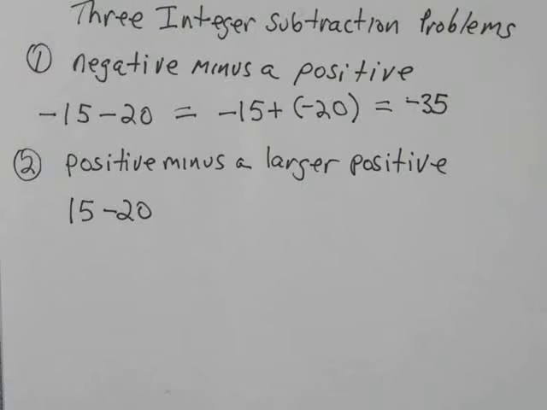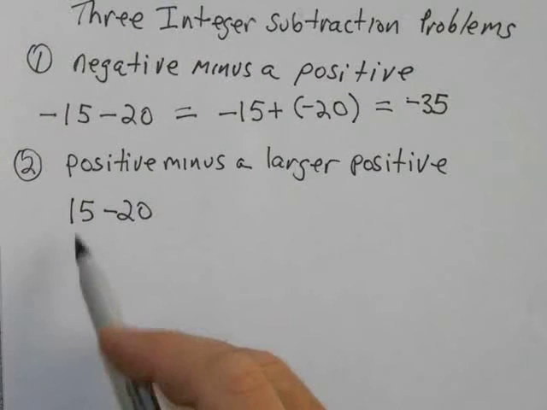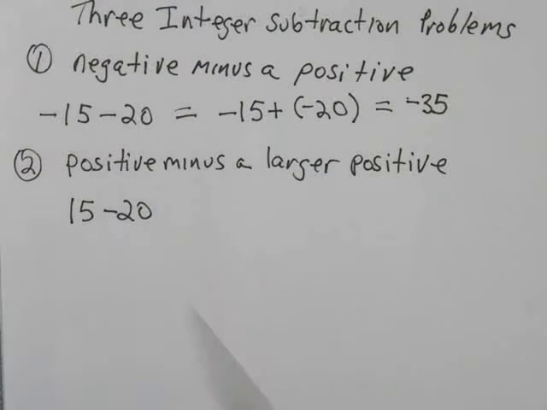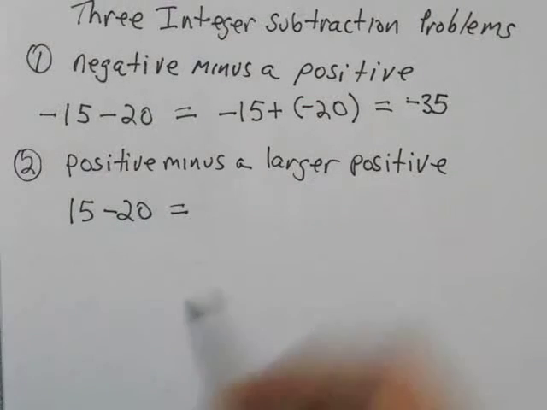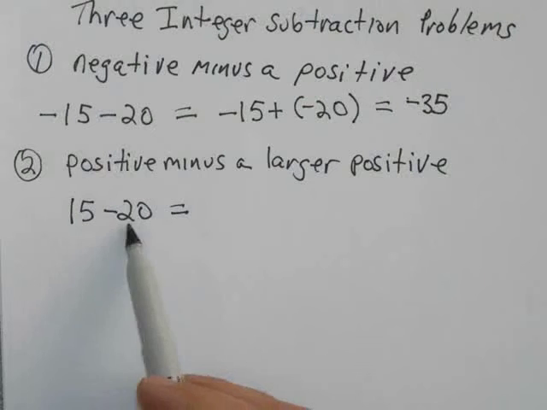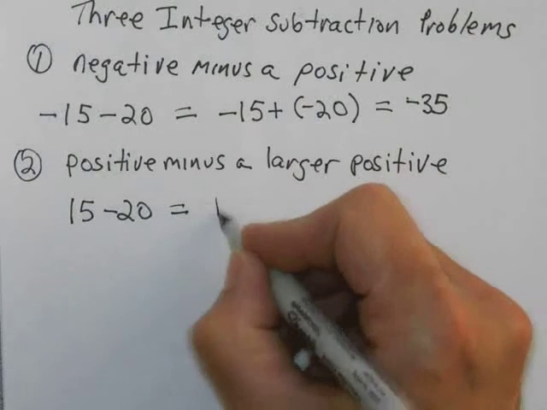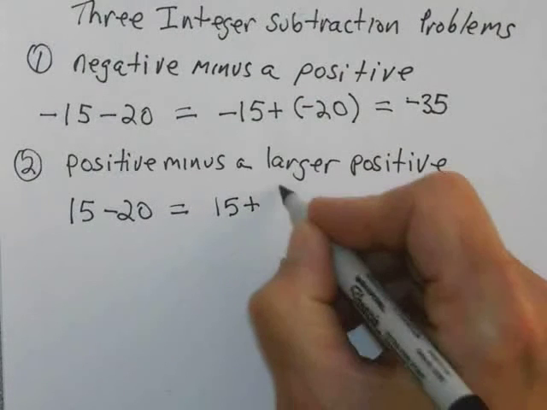Our second type of problem is a positive minus a larger positive. In other words, in this example, 15 minus 20. If I have $15 and I spend $20, that means that I'm going to owe somebody a certain amount of money. Let's find out how much. One way to do this is to remember that, once again, subtracting a positive is the same as adding a negative.